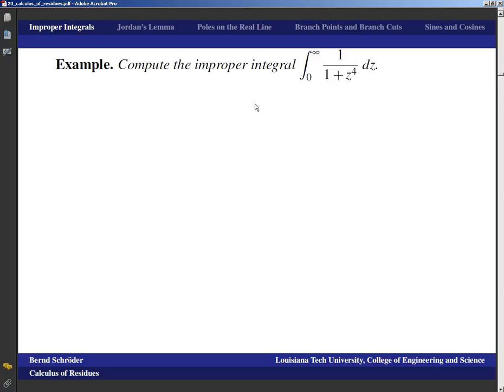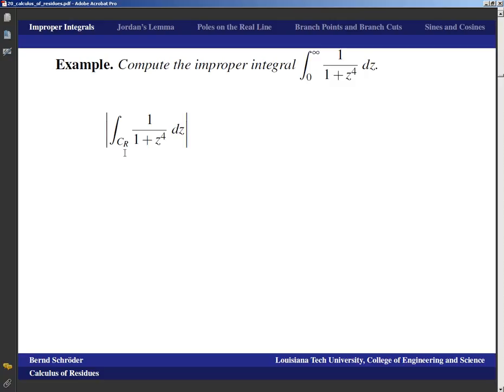We want to compute the improper integral from 0 to infinity of 1 over 1 plus z to the 4th dz. This is an even function, which means computing the Cauchy principal value will be okay. We then just have to divide it by 2 to get the integral from 0 to infinity, as long as the Cauchy principal value exists. So we start out by just applying that theorem.